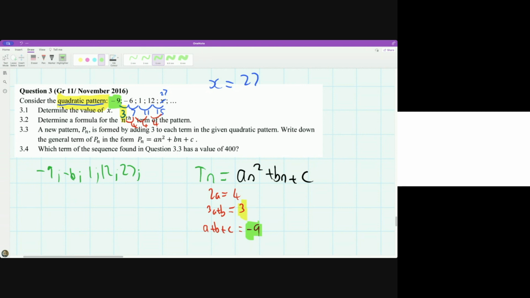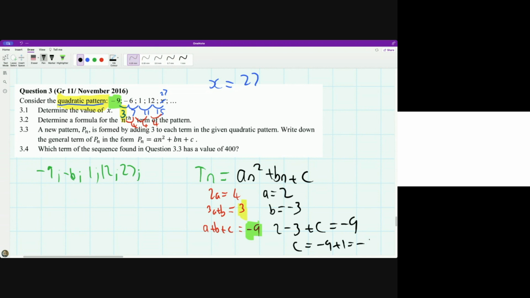Okay, let's have a look. So what we have is a is 2. If I put a is 2 here, 3 times 2 is 6, but then I bring it across, I get b is -3. And then if I get 2 minus 3 plus c is -9, this is -1, which becomes +1, so I get -8. And so what I get is 2n squared minus 3n minus 9.